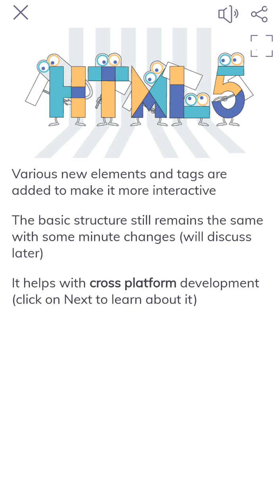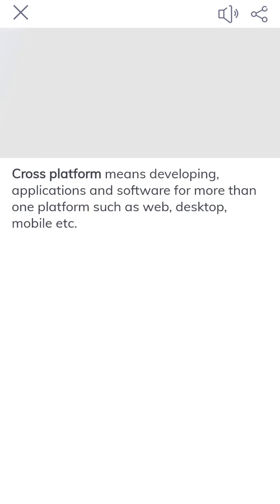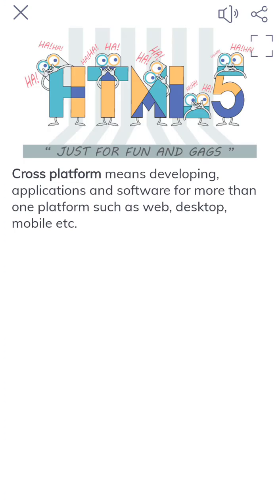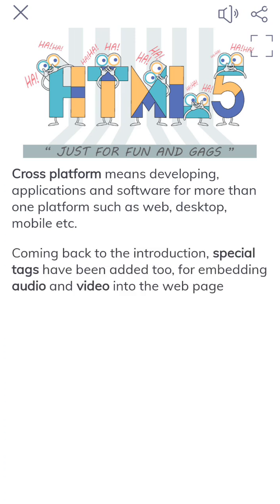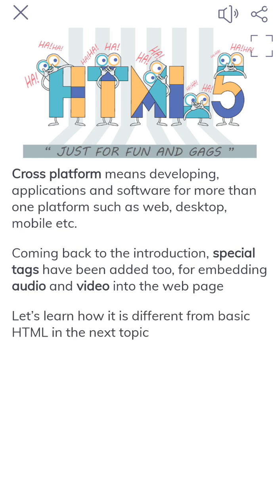It helps with cross-platform development. Click on Next to learn about it. Cross-platform means developing applications and software for more than one platform such as web, desktop, mobile, etc. Coming back to the introduction, special tags have been added too, for embedding audio and video into the web page. Let's learn how it is different from basic HTML in the next topic.